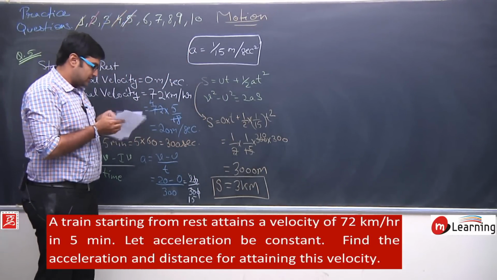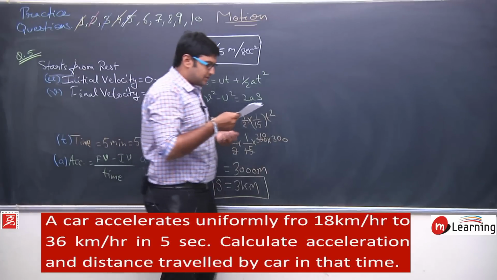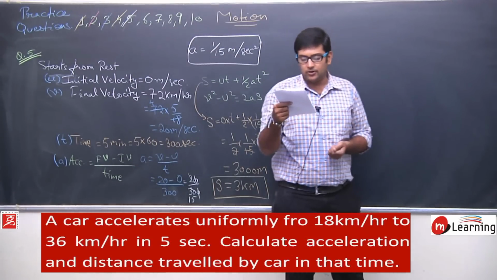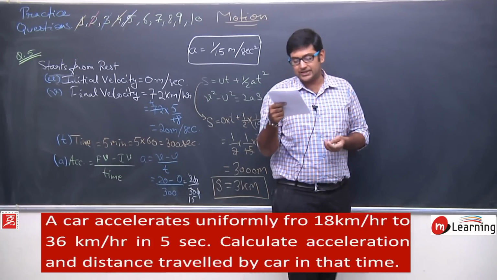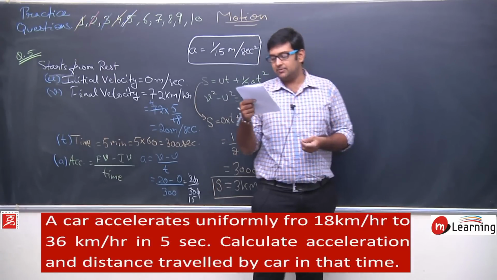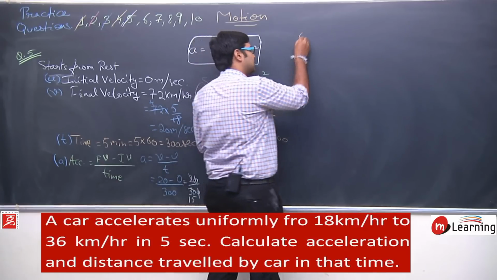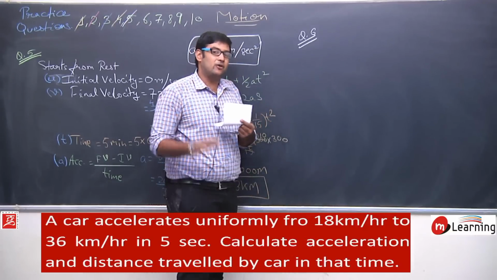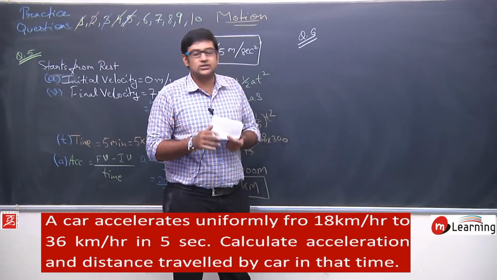Now let's move to question number 6. Question number 6 says, a car accelerates uniformly from 18 km per hour to 36 km per hour in 5 seconds. Calculate the acceleration and distance covered by the car in that time. So in this question, what is happening? The car accelerates uniformly, means with constant acceleration. I am applying the equations of motion.